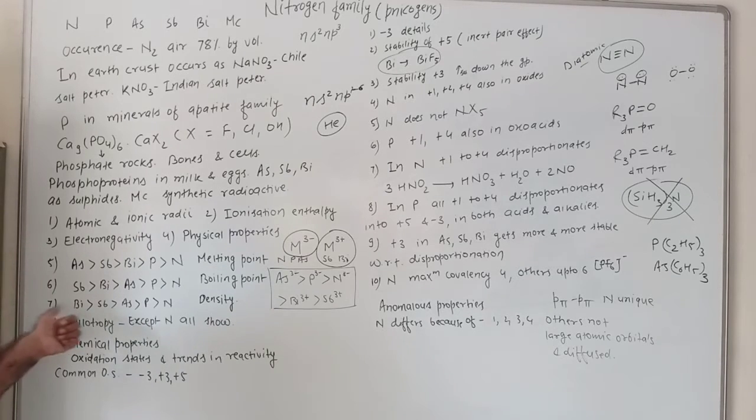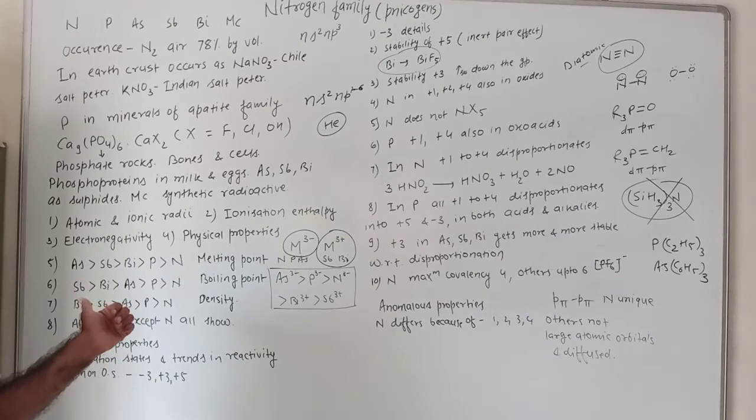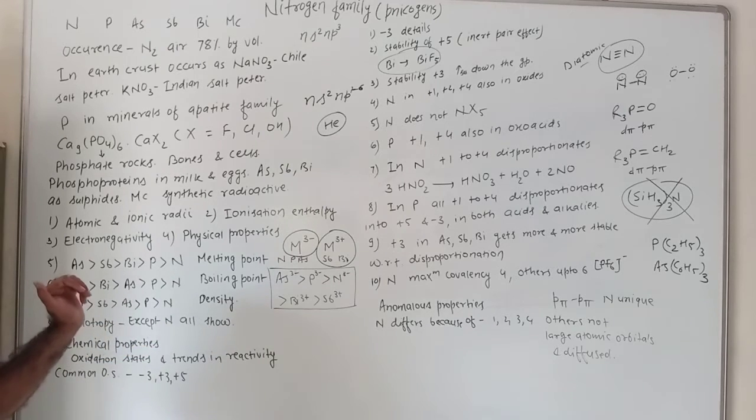Clear? Now next is the order of density. In density, no exception is found. As we move down the group, density is expected to increase, and it is increasing. Bismuth is most dense, followed by antimony, then arsenic, then phosphorus, and then nitrogen. No exception is seen in it. Is it clear?